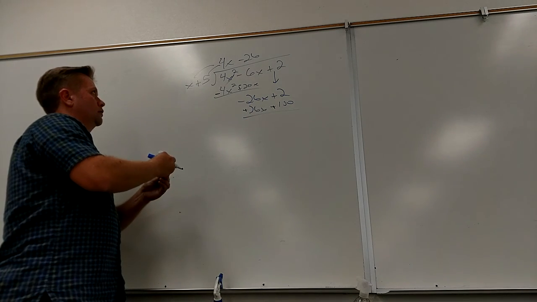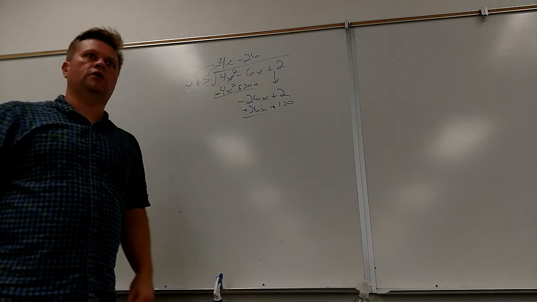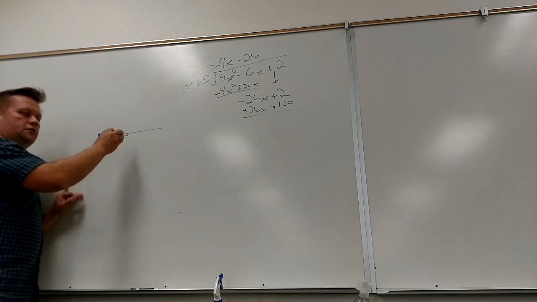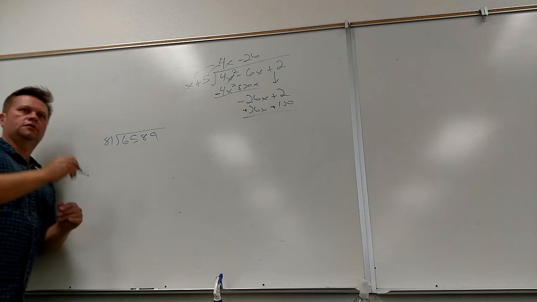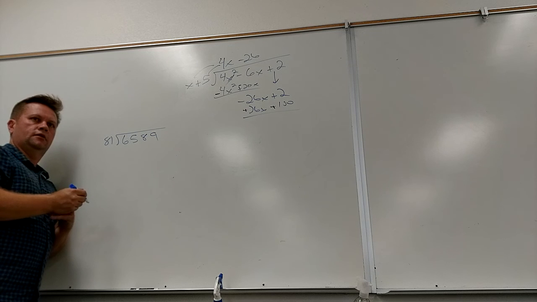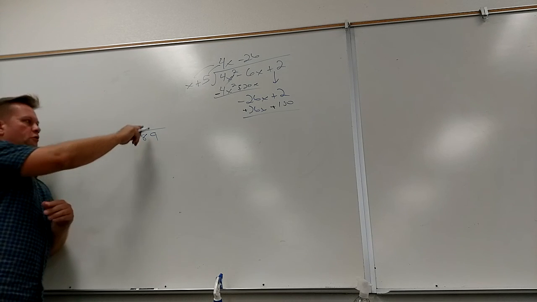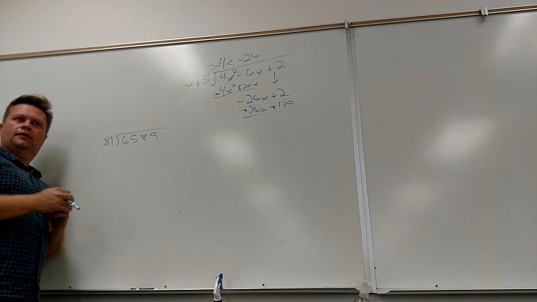Why do you change the signs? Just because? No, because that's how it works, right? How do you long divide anything? 81 into 6,589. Oh, so you can find the difference. Yeah, because so here, what would you do? You would do 81. What would you put up here? Whatever 81.